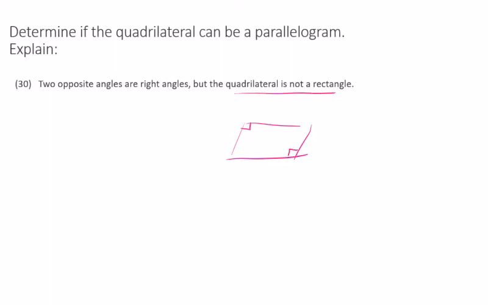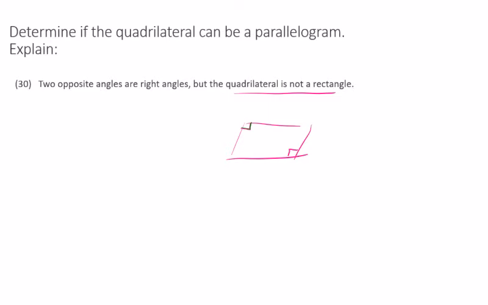So if it were a parallelogram, that means consecutive angles would be supplementary, right? And if one was 90, that means the other one would have to be 90, right? So for this to be a parallelogram, this would be 90 and this would be 90, for the same reason, and it would have to be a rectangle. And so that means this can't be a parallelogram. It'd have to be something else, right?